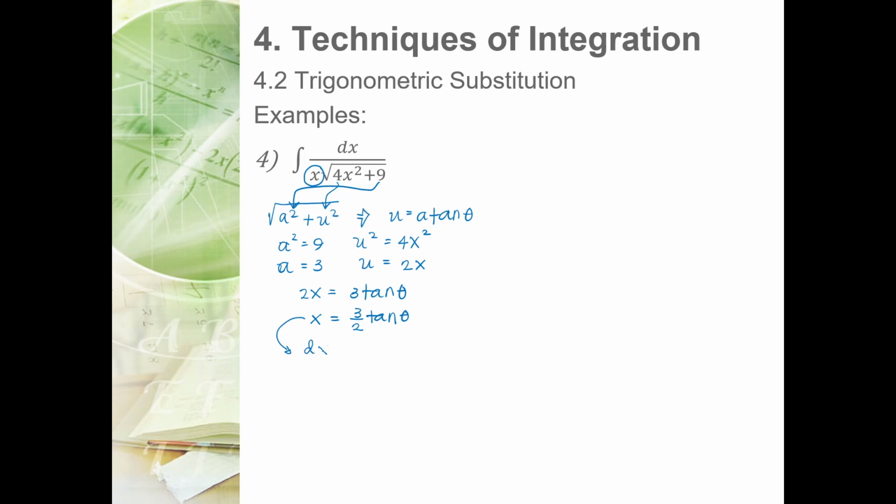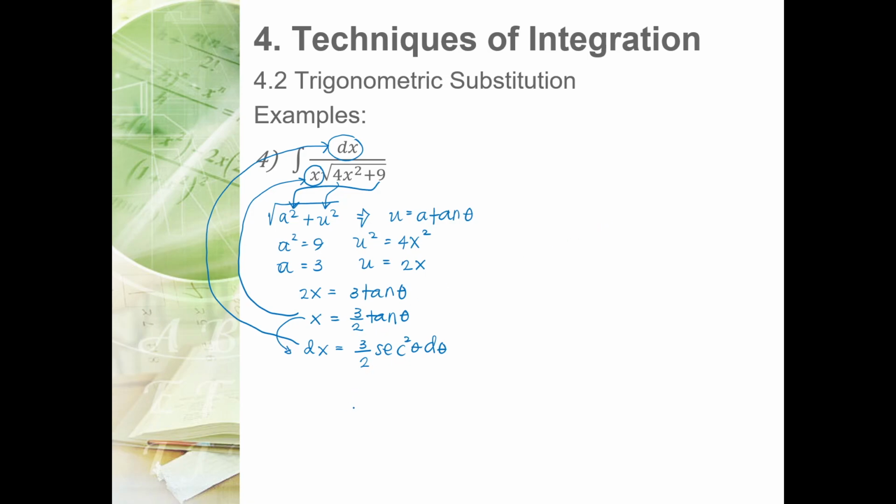So dx is equal to 3 halves. Again, the derivative of tangent theta is secant squared theta d theta. Notice we can replace dx. We can now replace x. So again, put an arrow so it's not confusing, right? Follow it with the arrow. So here. Okay.